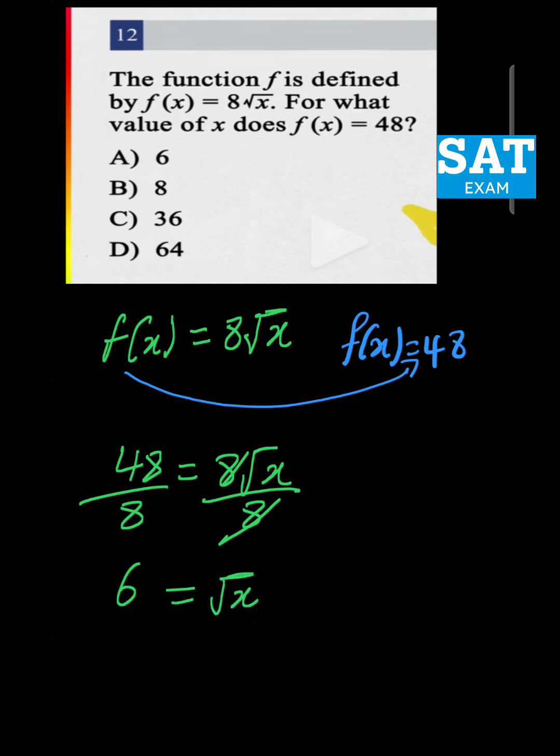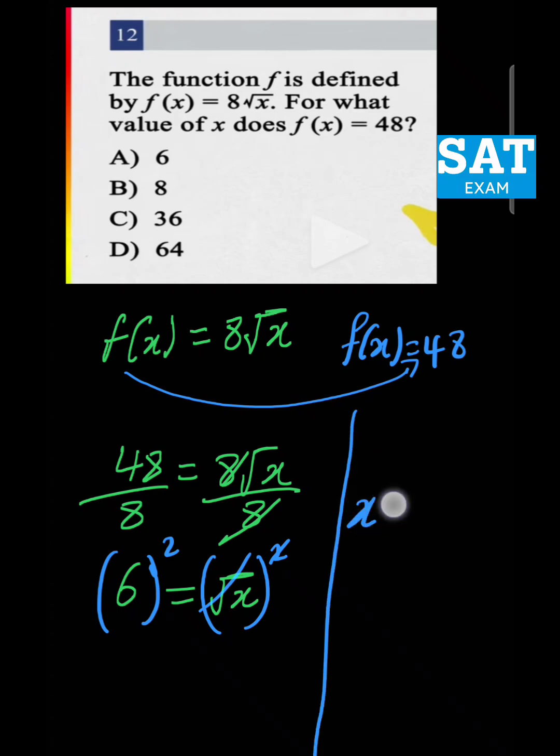Now to get the value of x, we need to square both sides of the equation in order to eliminate the square root. So we square the left hand side, and we square the right hand side, so that the square is going to cancel the square root. On the right hand side, we are left with only x, which is equal to 6 squared, which implies 6 multiplied by 6, which is going to give us 36. So therefore, 36 is the value of x giving f of x equal to 48 from this equation.